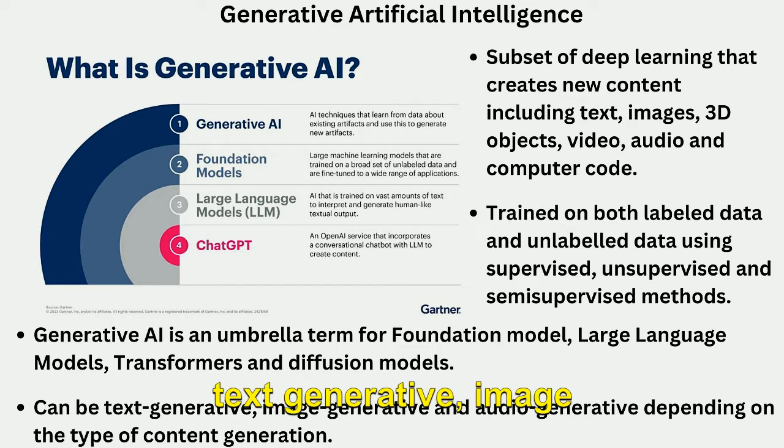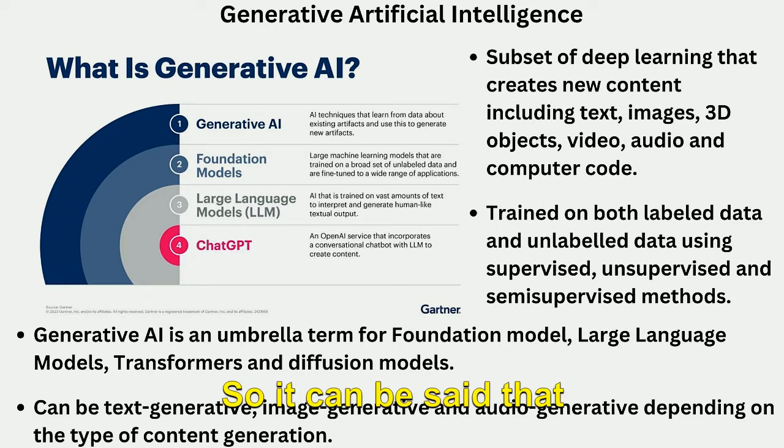Generative AI can be text generative, image generative, audio generative, and so on, depending on the type of content generation. Text generative AI uses transformer architecture like GPT, while image generative and audio generative AI use GANs or diffusion technologies. For example, in the case of text generative AI, given some text, it can predict what comes next, while in the case of image generative AI, it generates new images or related imagery.